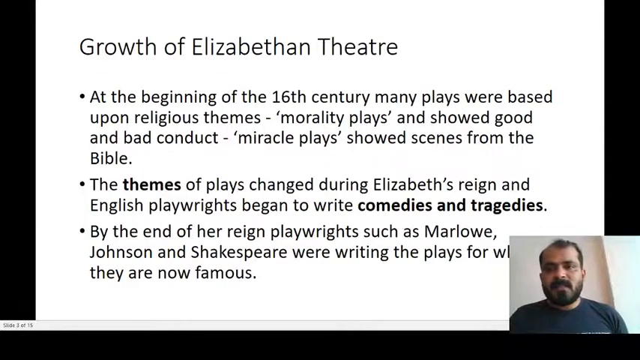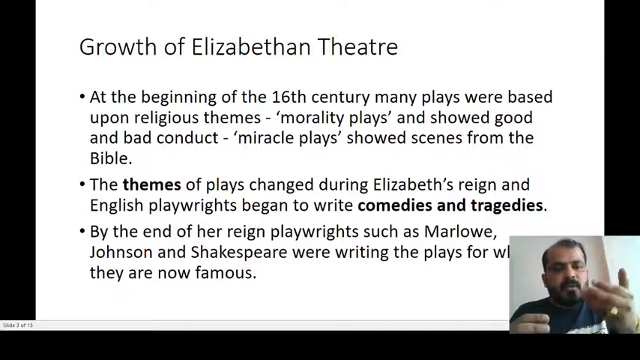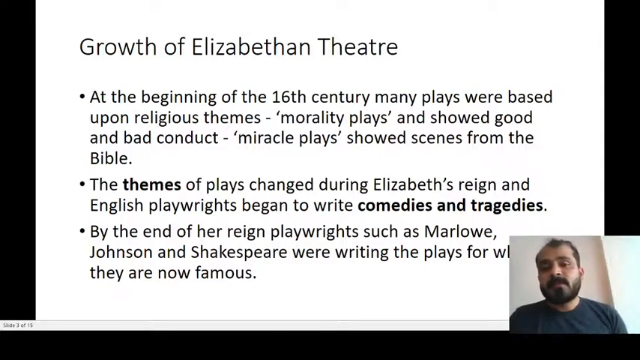Okay, so we see the growth of Elizabethan theatre. We see how it took place and grew in its own way. At the beginning of the 16th century, many plays were based upon religious themes, like morality plays, which showed good and bad conduct. After that, miracle plays showed scenes from the Bible.